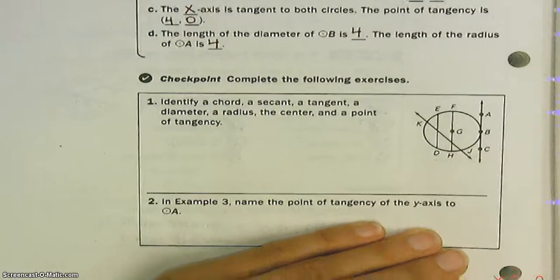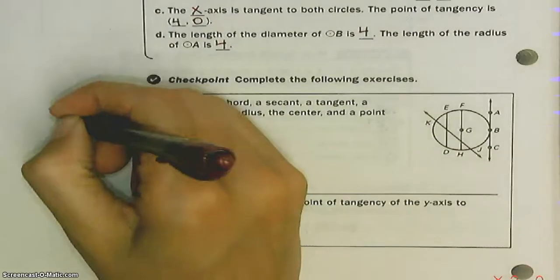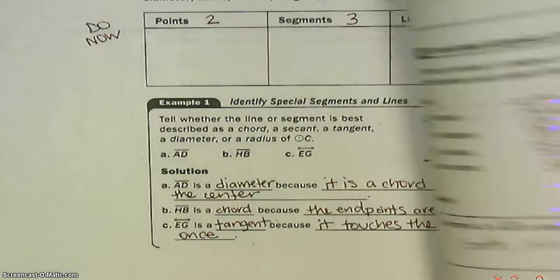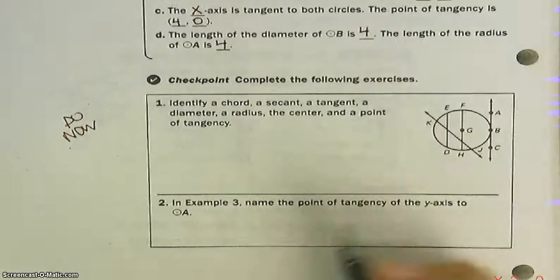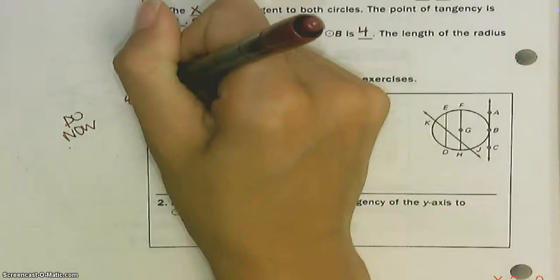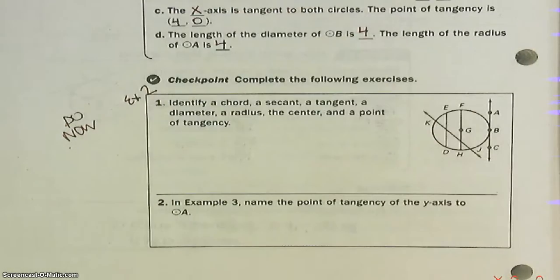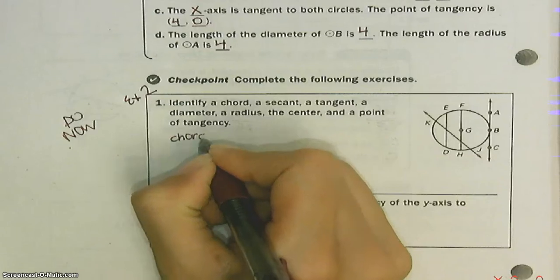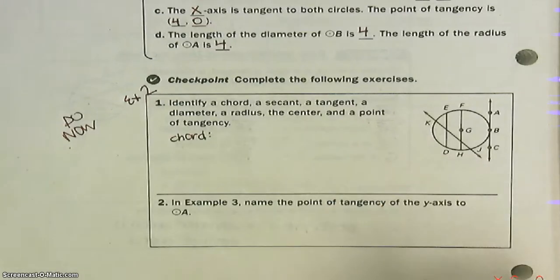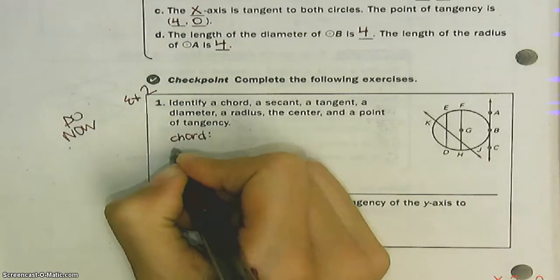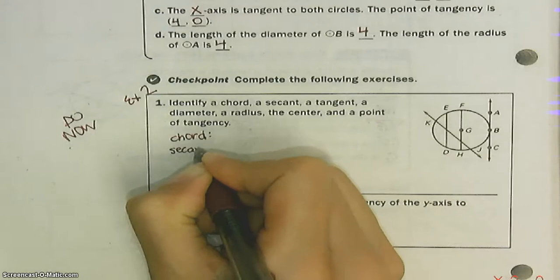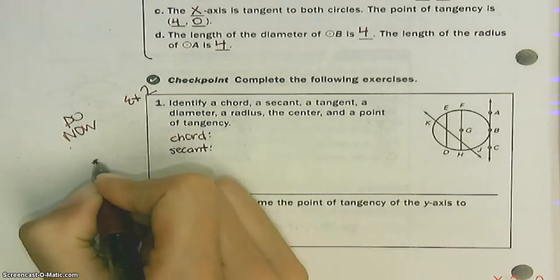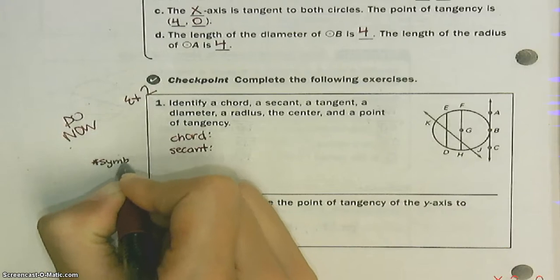Complete the following exercises. All right, we are going to do this now. Number 1 is a lot like example 2. All right, so you need to name a chord. Remember, that's a segment that touches twice on the circle. A secant is a line, so make sure you're putting the proper markings. Make sure your symbols are correct. Don't forget your symbols.